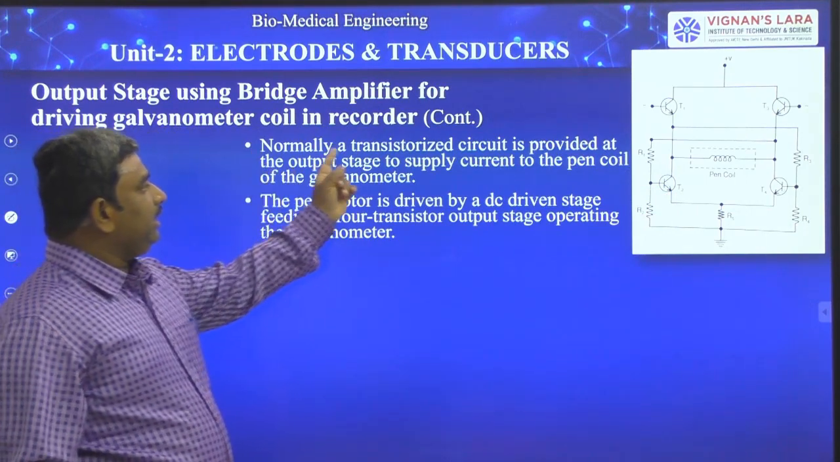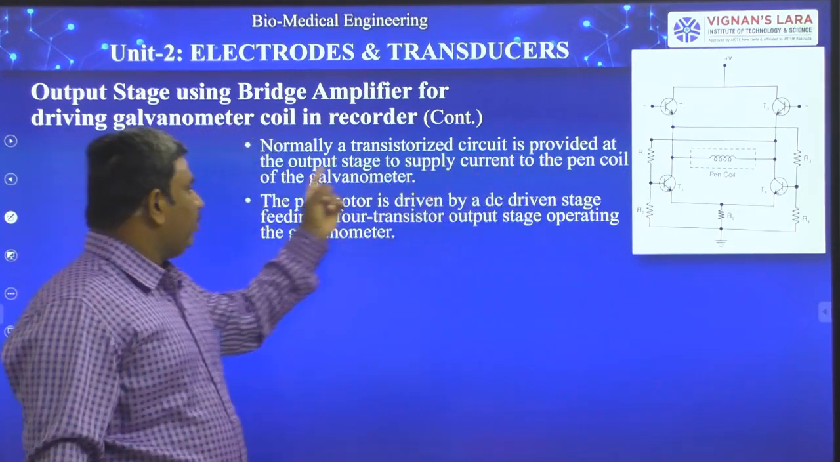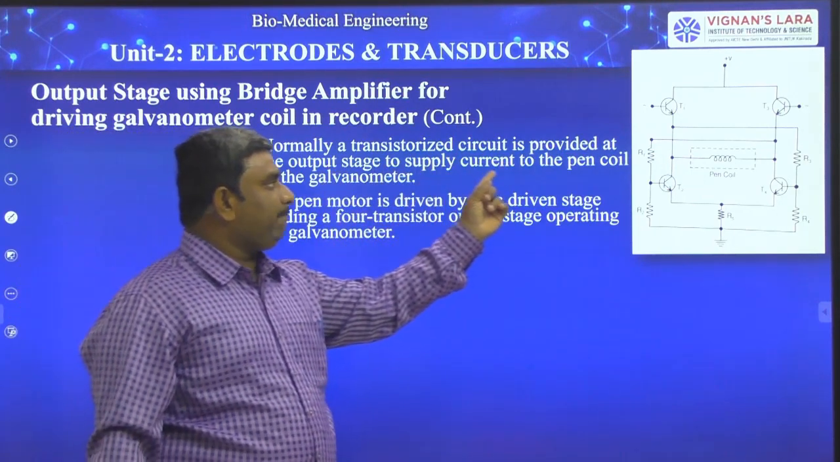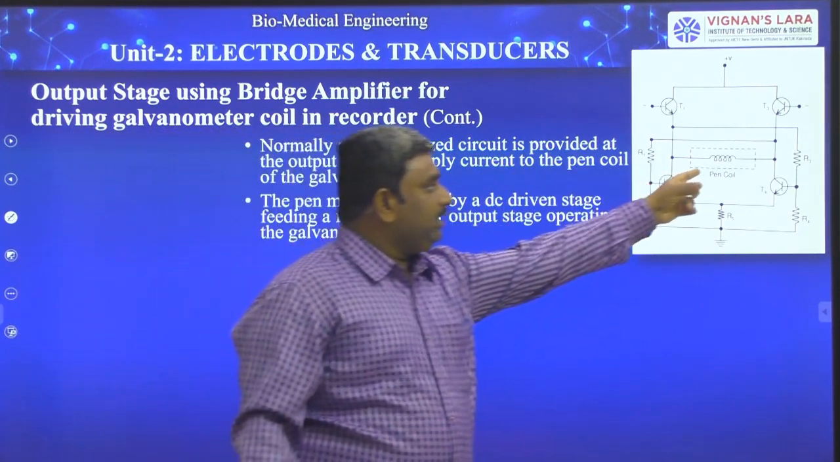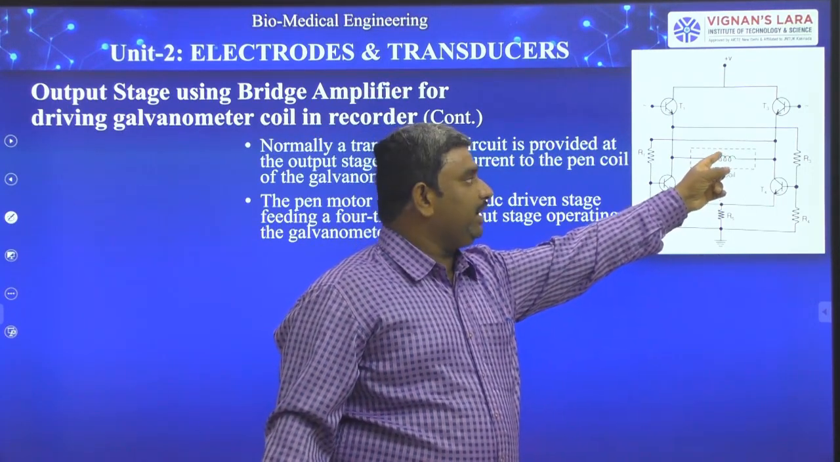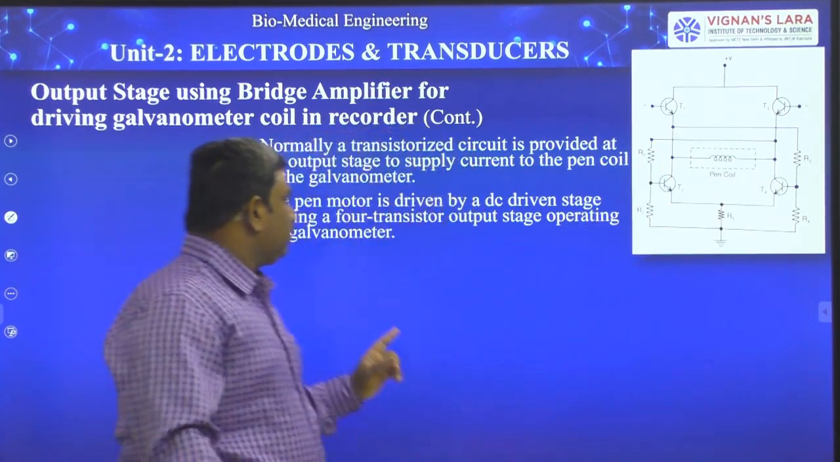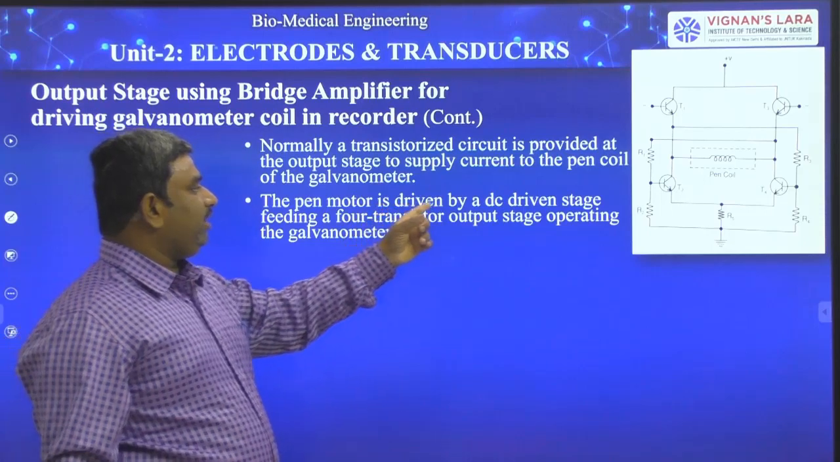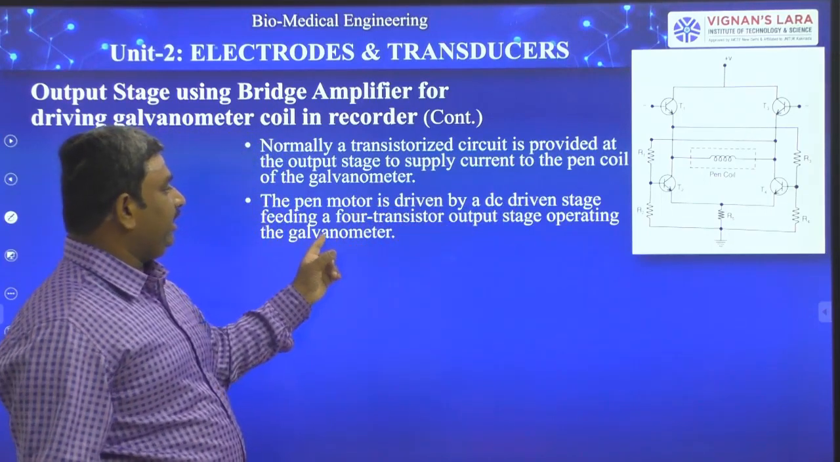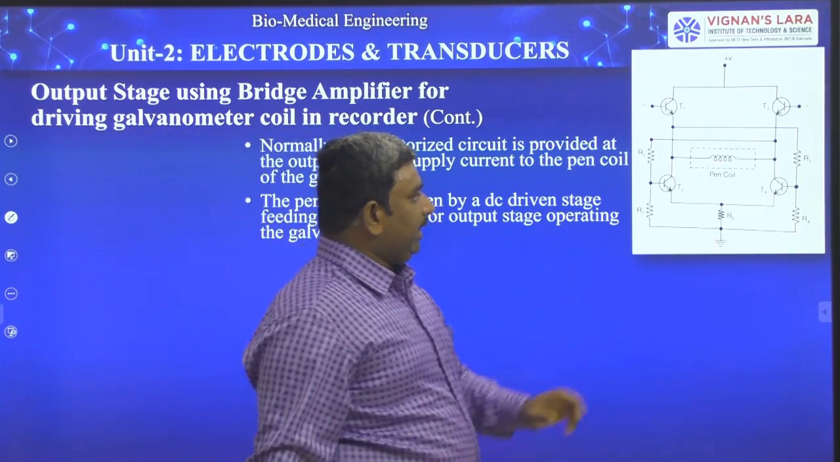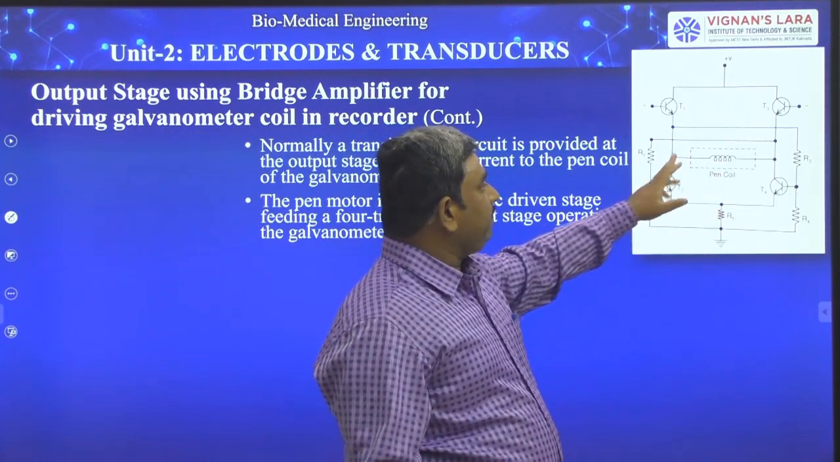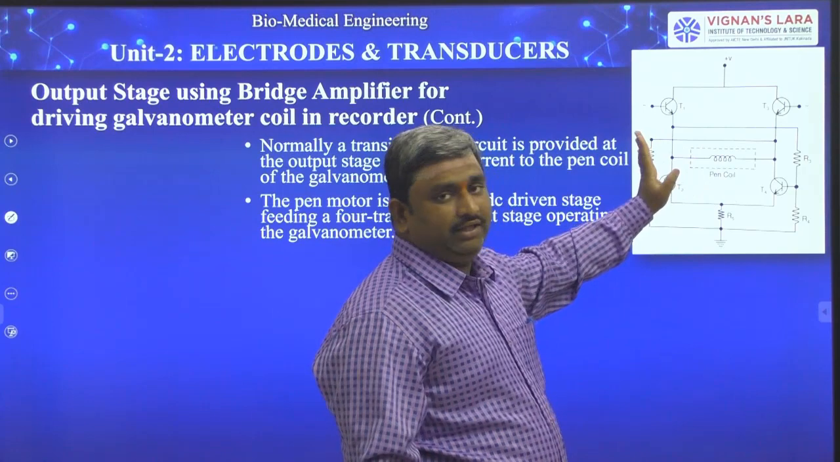Normally, the transistorized circuit is provided at the output stage to supply current to the pen coil of the galvanometer. Here, the outputs are connected using this bridge circuit. The pen motor is driven by a DC driver stage feeding a 4 transistor output stage operating the galvanometer. So this pen galvanometer, 4 transistors are connected in this circuit.